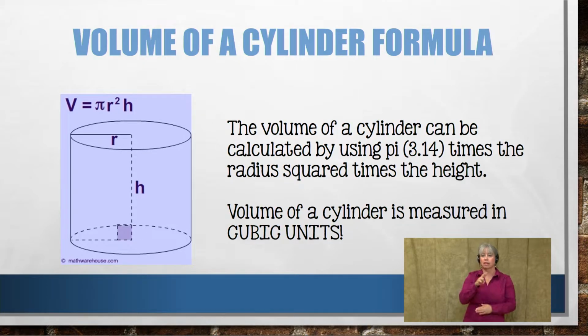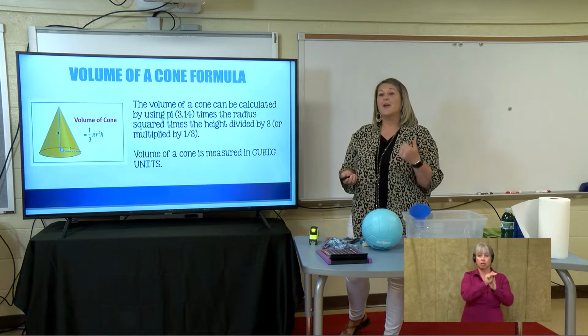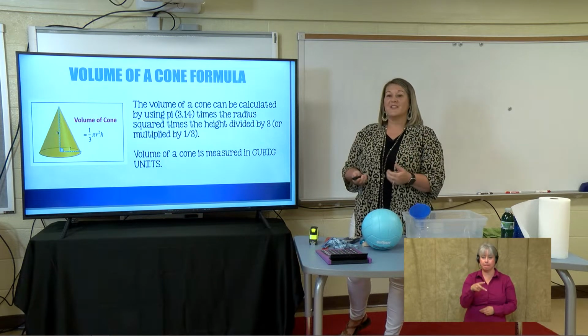A cylinder has radius and height, and so the volume of a cylinder is pi, which we approximated last week to 3.14, times the radius squared times the height. Remember, a cylinder is like a Coke or like a canned good, maybe green beans or corn. And then the volume of a cone. The volume of the cone is 1/3 pi times radius squared times height.